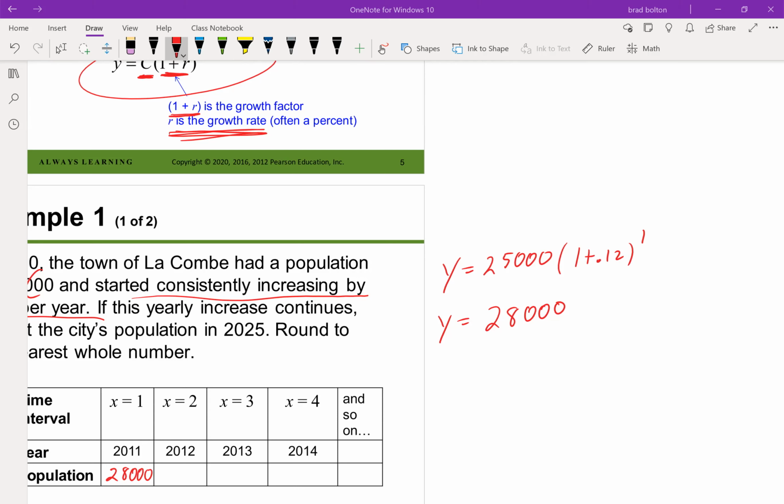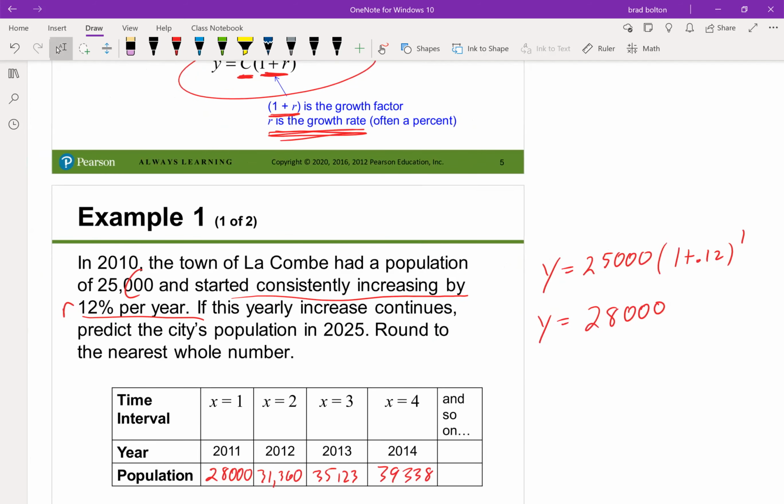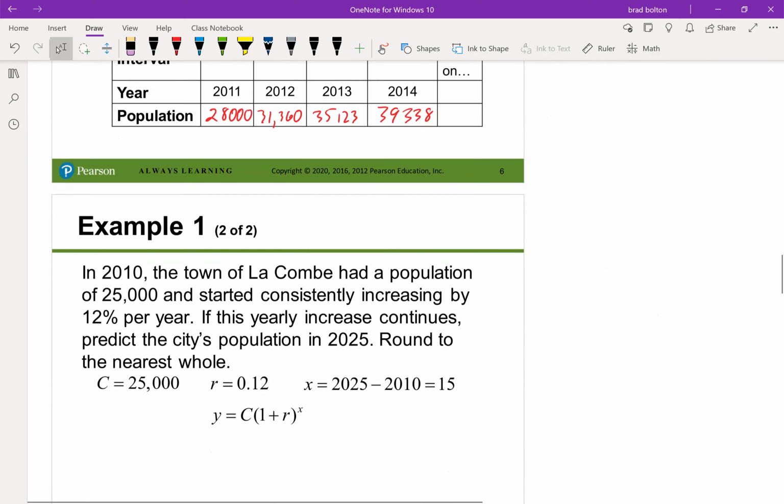So let's go back over here. For x equals 2, according to the table, it would be 31,360. For x equals 3, it would be 35,123. And then it would be 39,338, and so on and so on. So we could do that for all of these. Instead of having to do this by hand, I could use this table feature on my calculator to answer these problems. But remember, you have to plug it into the y equals. All right.